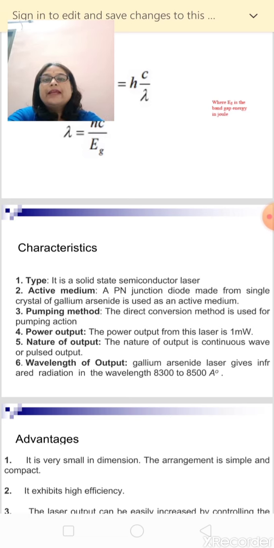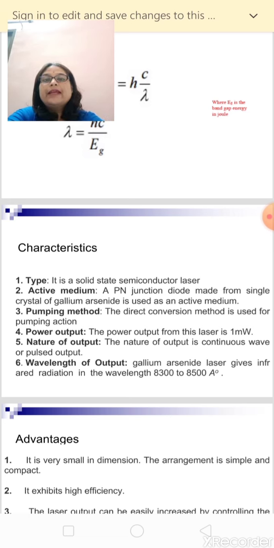Now what are the advantages? The advantages of the semiconductor diode laser are that it is very small in dimension. The arrangement is simple and compact. The second one, it exhibits high efficiency. The third one is that the laser output can be easily increased by controlling the junction current. It operates with lower power than the ruby laser and the CO2 laser. It requires very little auxiliary equipment. It can give a continuous wave output or a pulsed output. Now these are the advantages of the semiconductor diode laser.